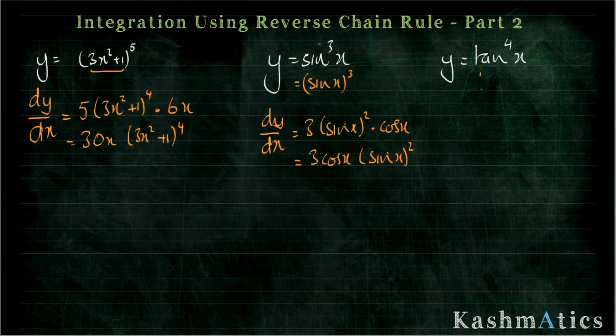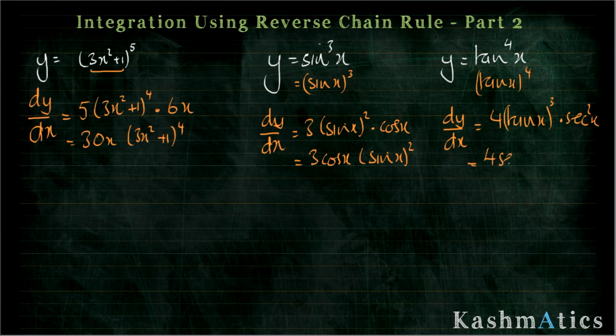This one here, so again I'm going to write that as tan x to the power 4. So dy by dx would equal 4 tan x to the power 3 multiplied by sec squared x. I'm going to rewrite that as 4 sec squared x tan x cubed. Okay, so let's just try and make some observations here.